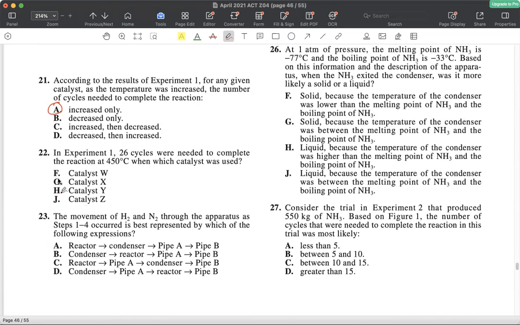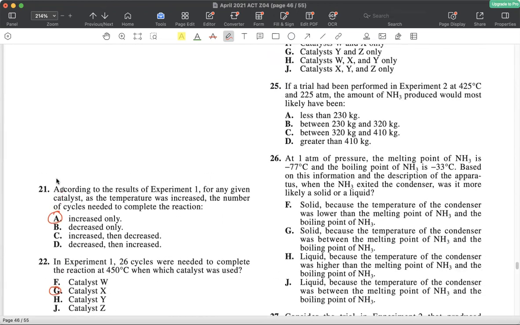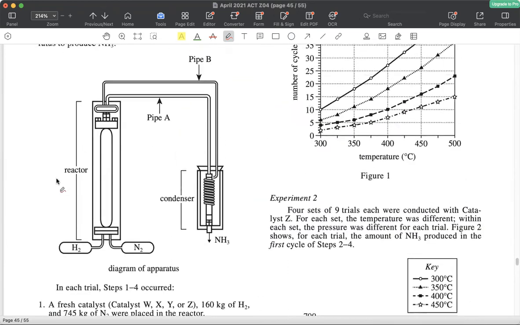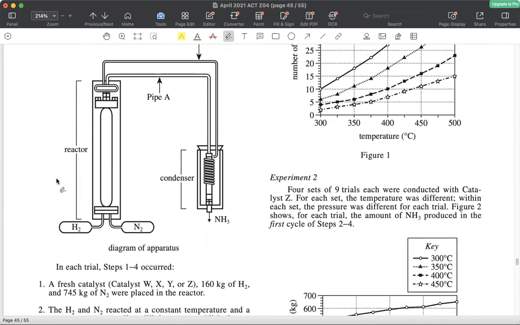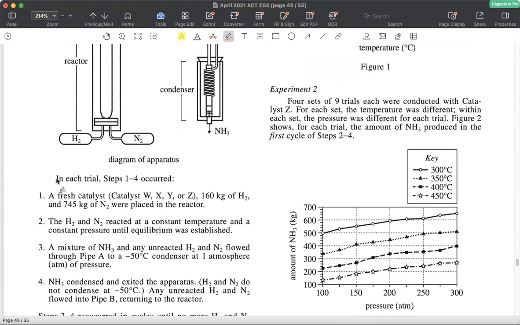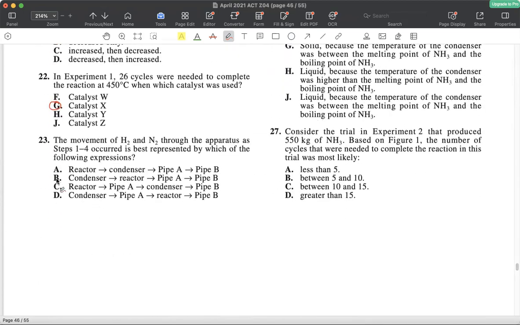The movement of hydrogen and nitrogen through the apparatus as steps 1 to 4 occurred is best represented by which of the following expressions? From the reactor, they go to pipe A and then into the condenser and then to pipe B, right? So reactor, pipe A, condenser, and then pipe B. So that's C.